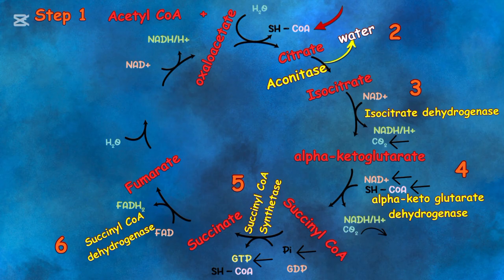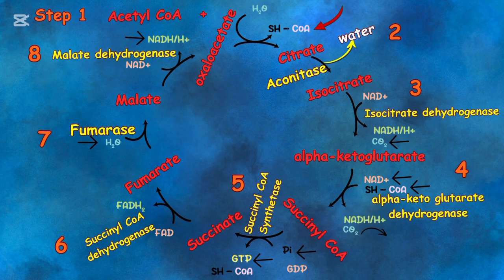In step 7, a water molecule is added to fumarate to convert it into malate, and this step is catalyzed by the enzyme fumarase. And in step 8, malate is oxidized back into oxaloacetate, generating the cycle's third NADH molecule and allowing the cycle to repeat. This step is catalyzed by the enzyme called malate dehydrogenase.